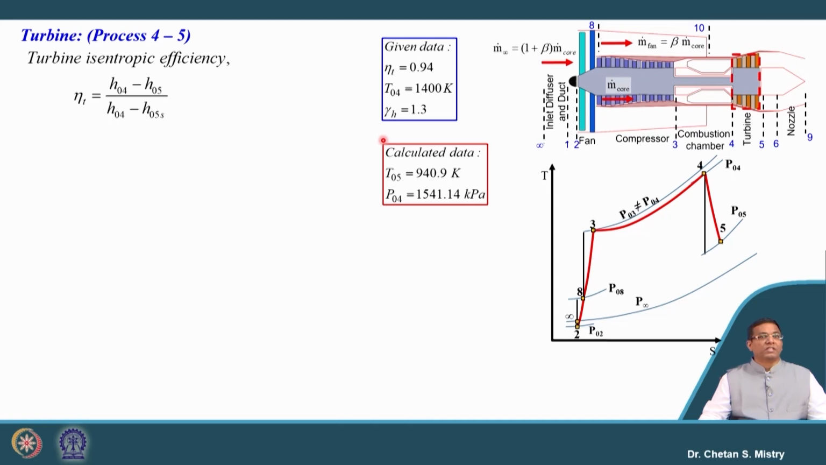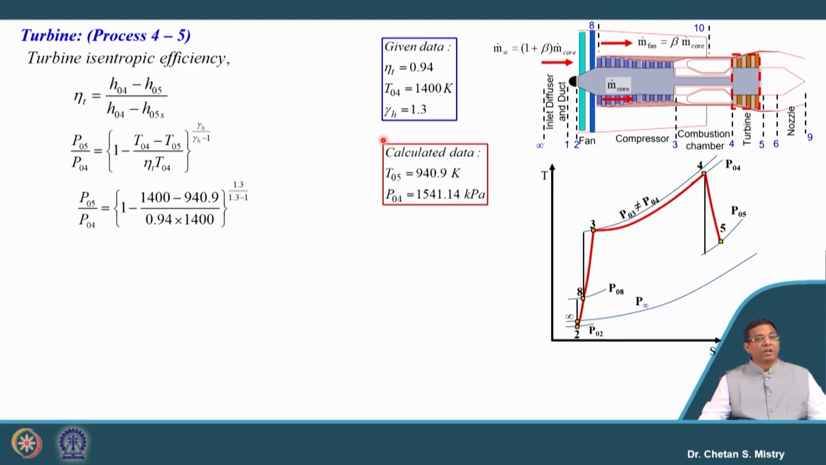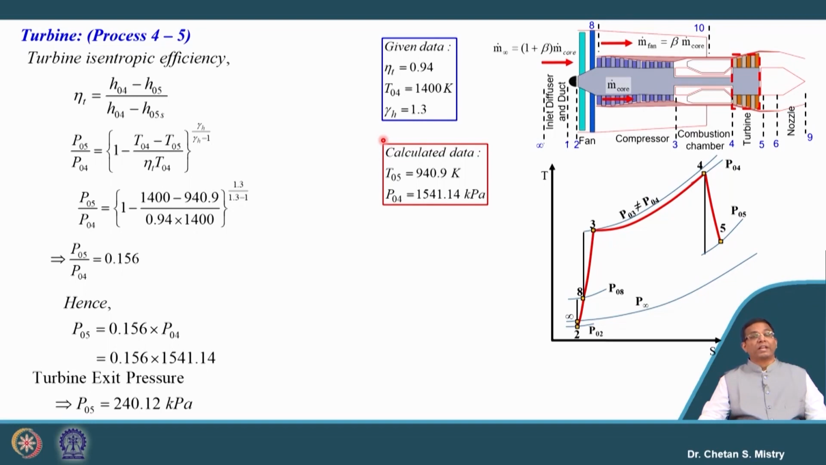It says the isentropic efficiency of the turbine can be represented in terms of expansion ratio, and this expansion ratio we can calculate. This expansion ratio P05 by P04 is coming to be 0.156. Since we know our P04, we can calculate the exit pressure from the turbine, and this turbine exit pressure is 240.12 kilopascal. Okay. So, now we have our exit temperature and exit pressure from the turbine.